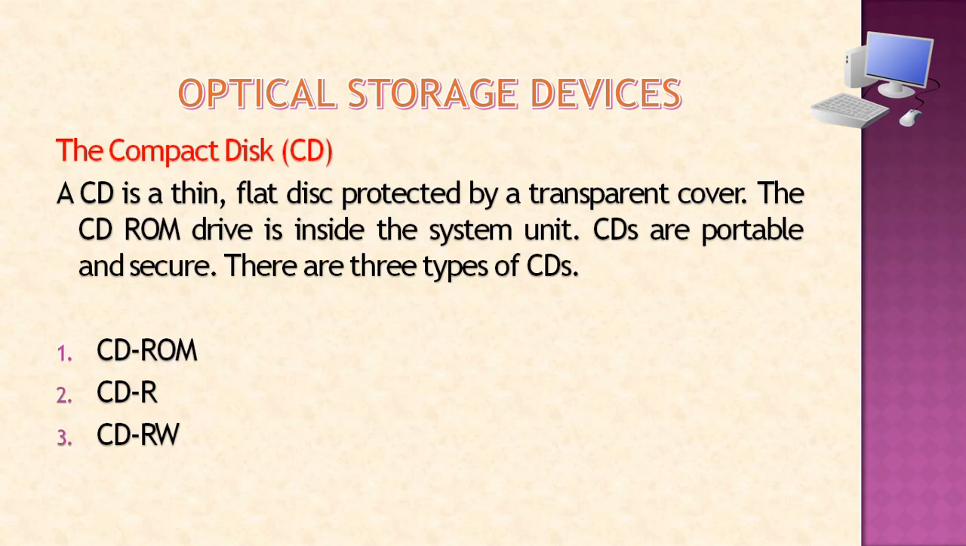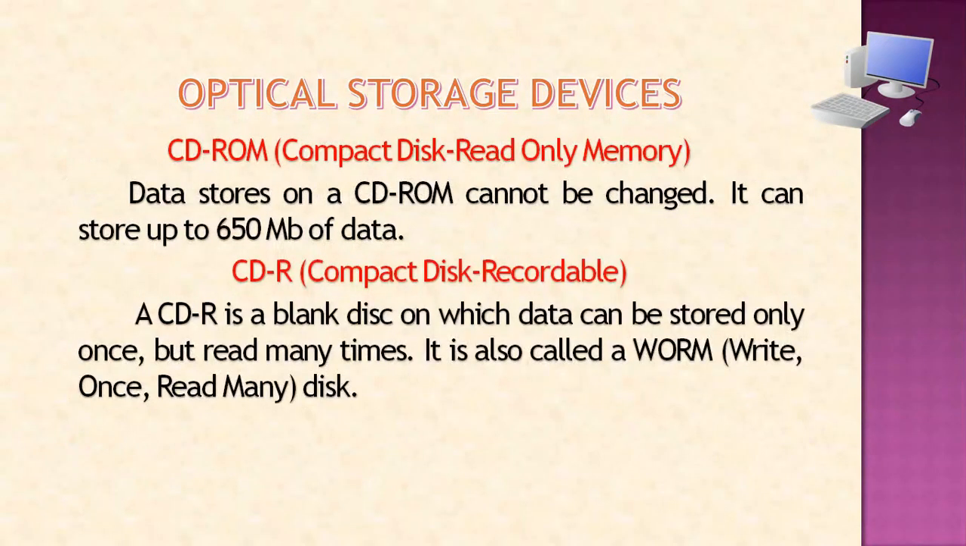First is the compact disc, that is also called CD. A CD is a thin flat disc protected by a transparent cover. CD-ROM drive is inside the system unit. CDs are portable and secure. We can save data in it. There are three types of CDs: CD-ROM, CDR and CDRW.